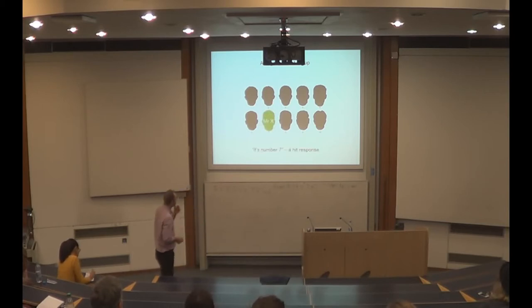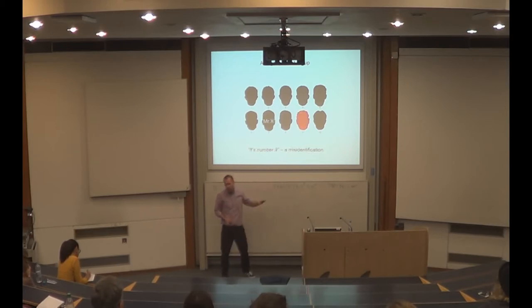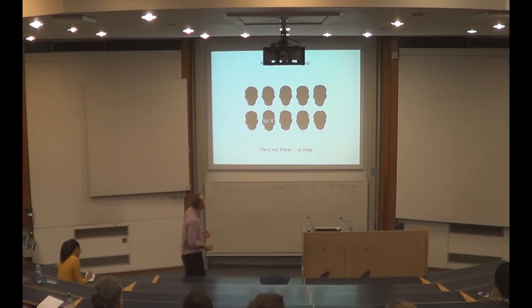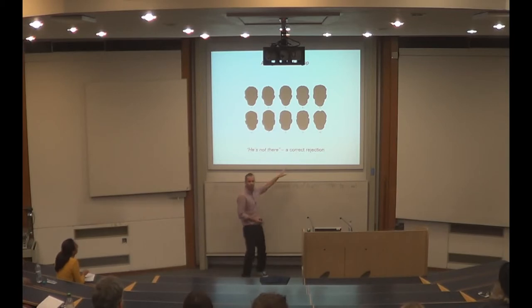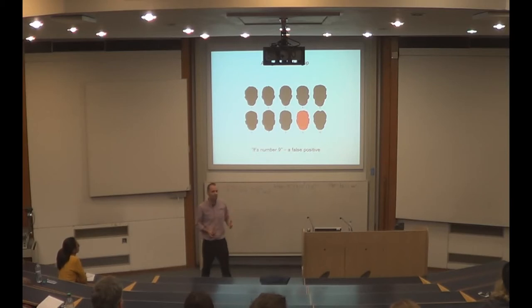For example, you could say, yep, it's number 7, and we would normally call that a hit response. You could also pick someone else, in which case we would call that a misidentification. Or you might think that the target isn't there, and we would call that a miss. Now that's for a target present lineup. For a target absent lineup, you could also say, he's not there, but now this is a correct rejection of the lineup. Or again, you could pick someone, and we would call that a false positive. I know this is confusing, right?